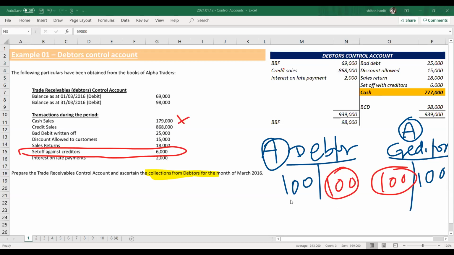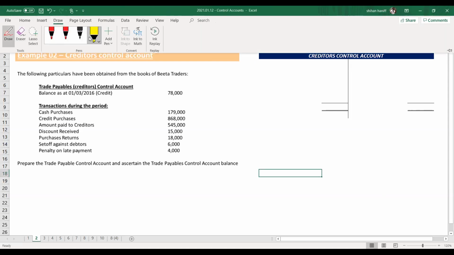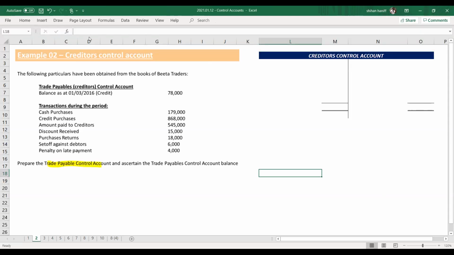Right. So let's do the second example, which is about the creditors control account. Creditors control. Example 2. Now here they don't ask for the cash payment, they ask for the closing balance. Prepare the trade payable control account and calculate the trade payable control account balance.